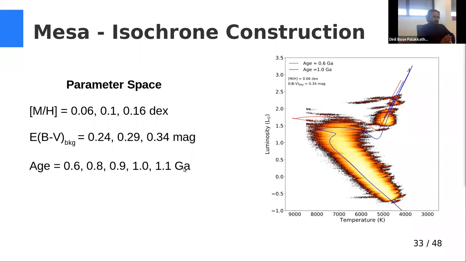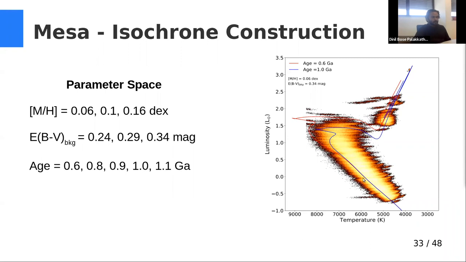On the right, I am showing two isochrones which I took from the Bose isochrones. Here I am plotting with metallicity equal to 0.06 dex and background extinction 0.34 magnitude. Here I represent each star with luminosity and temperature error. I will talk about this luminosity and temperature error in the next slide.